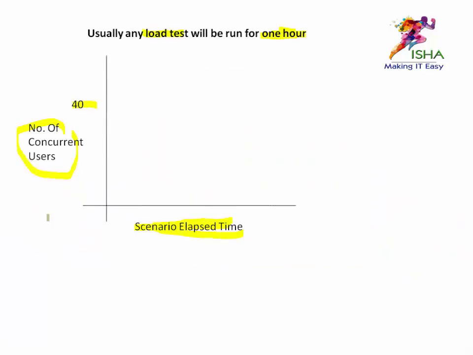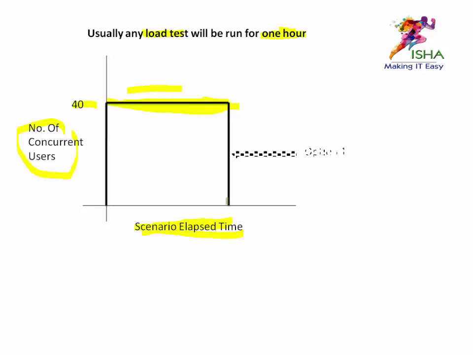So now I have a choice. Let me look at 2 choices, guys. One is I have all these 40 users up and running right away at the start. Then I run a 1 hour test. You see, this is the scenario elapsed time, how long your load test is running. So this is my 1 hour test. And once the 1 hour is done, stop all the 40 users at once. So this is your option 1, guys.